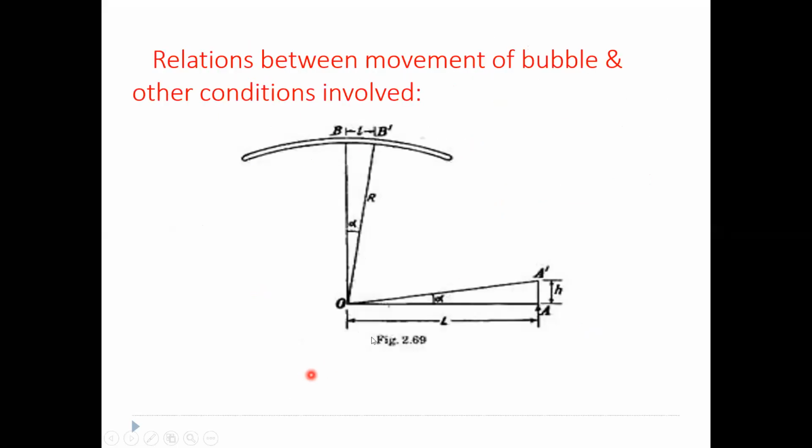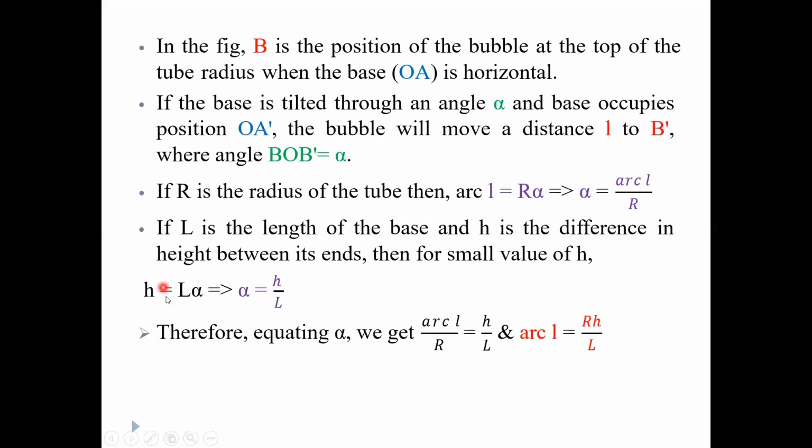From the horizontal geometry, you can take sine alpha equal to h by L. Since alpha is small, sine alpha equals alpha, that is, alpha equals h by L. Here one more alpha is there, so by equating these two, you will get the relation: arc length equals R h by L.